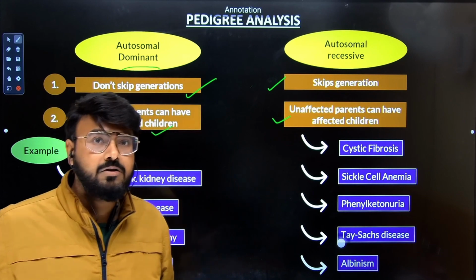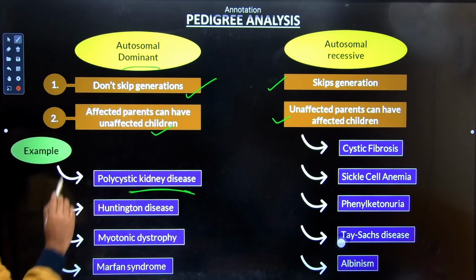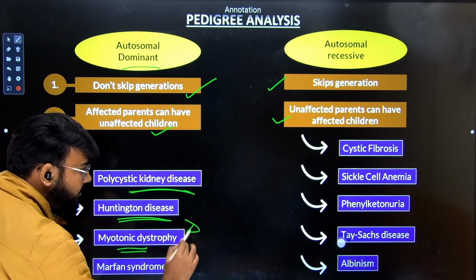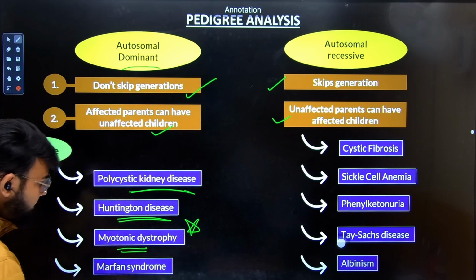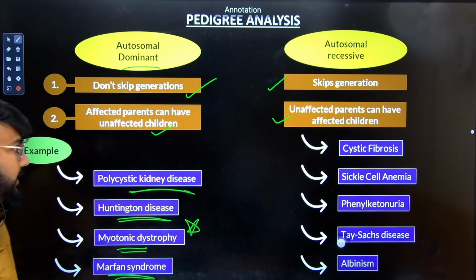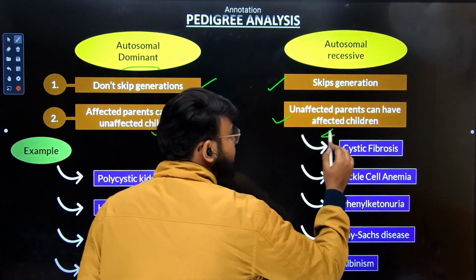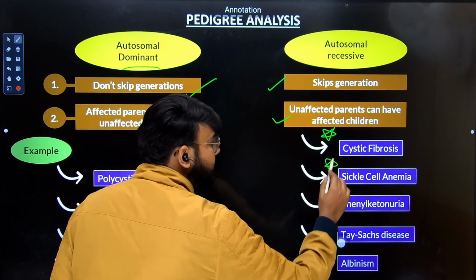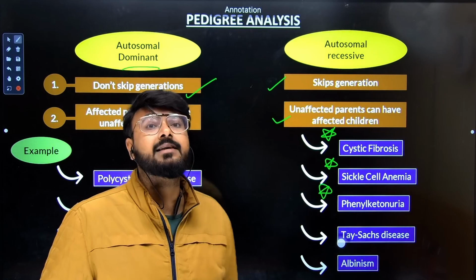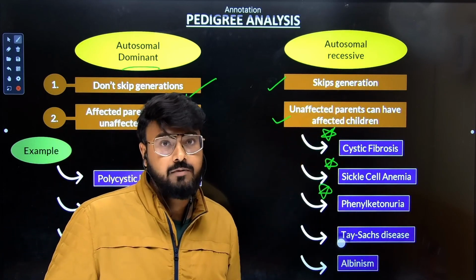Also, you need to remember some important examples. Polycystic kidney disease, Huntington's disease, myotonic dystrophy, this is very important, it's mentioned in the NCERT, and Marfan syndrome. These four are for autosomal dominant. And when we talk about autosomal recessive, cystic fibrosis is very important, sickle cell anemia, phenylketonuria, Tay-Sachs disease as well as albinism. So these five you have to remember for autosomal recessive.